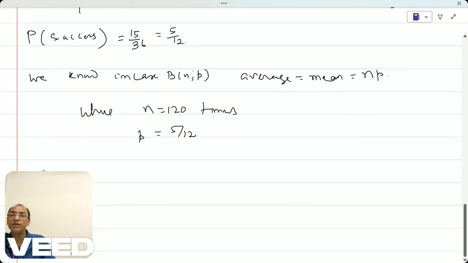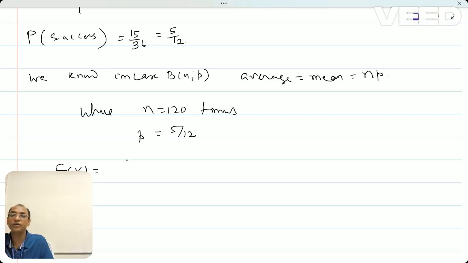Therefore, what is the average number of times when the number in the first dice exceeds the number in the second dice? Therefore, expectation of x is equal to n into p. That means 120 into 5 by 12, and that is equal to 25. Okay, so this will be the average number of times, out of 120 times, where the number in the first dice exceeds the number in the second dice.